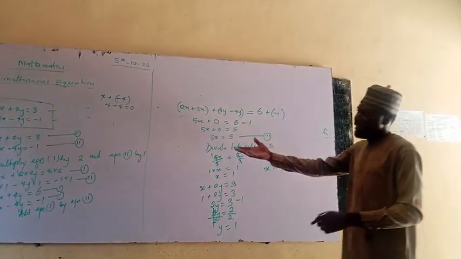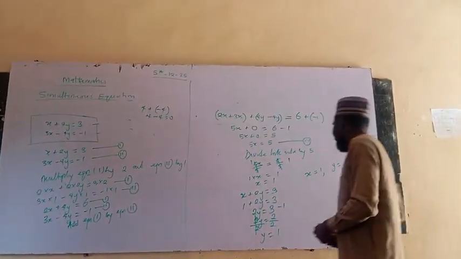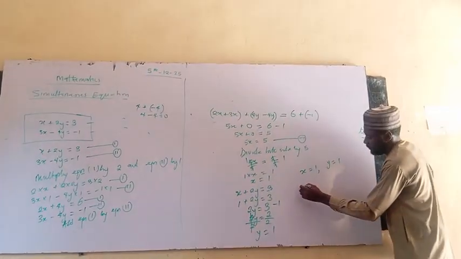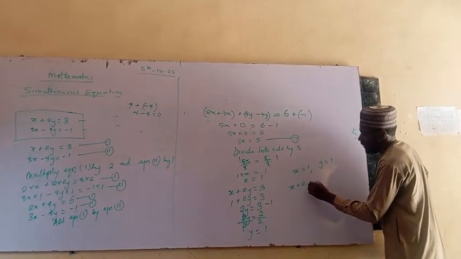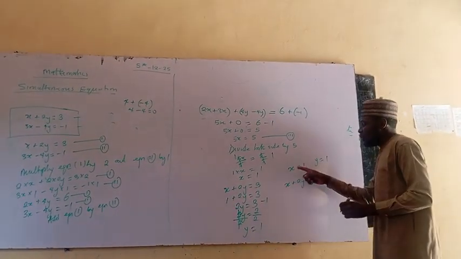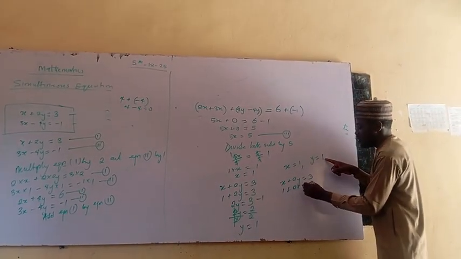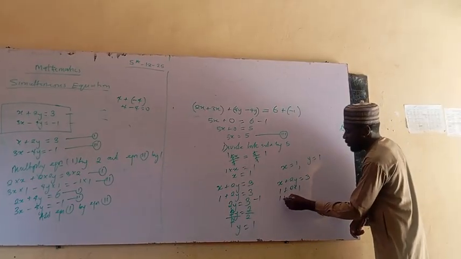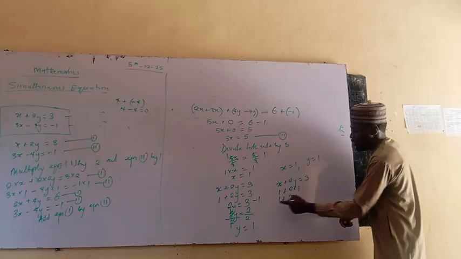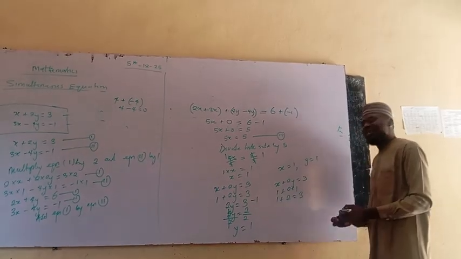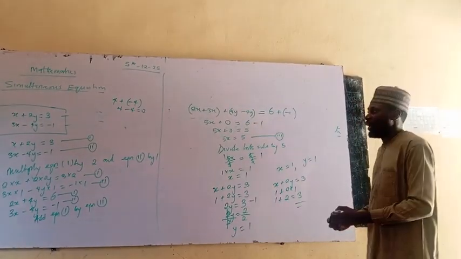But we can still check if our question is correct. Now, from our equation 1, I have x plus 2y is equal to 3. What is the value of my x? 1 plus what is the value of my y is also 1. So 1 plus 2 times 1 is what? 2. 1 plus 2 is what? 3. So that means our equation is correct.